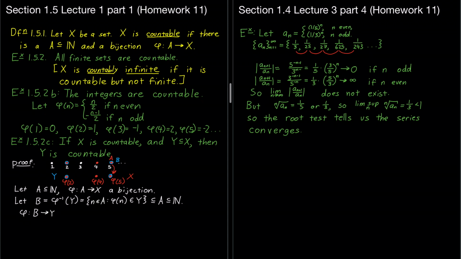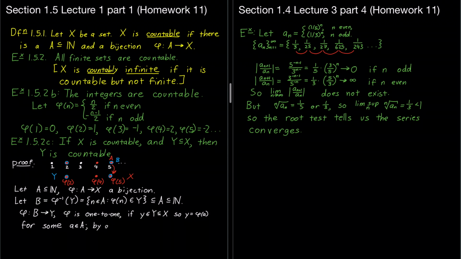Phi is still one-to-one. It's one-to-one on A, and it doesn't stop being one-to-one if you throw out some of the elements. And if y is in Y, then it's in X, so y equals phi of a for some a in A.